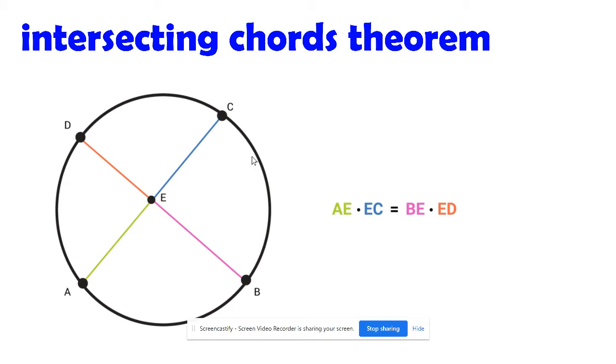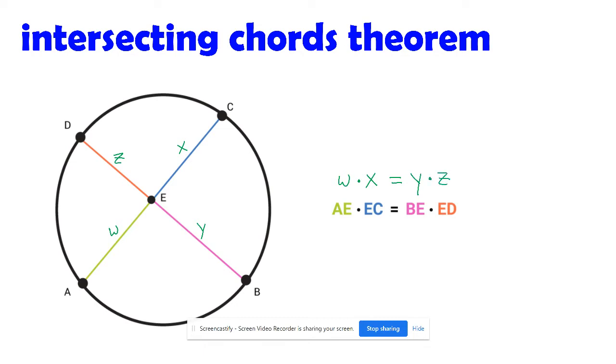And what I want to do to make clear what this little formula is talking about is label my line segments. This little part from A to E, I'm going to call W. The little part from E to C, I will call X. B to E, the pink part, we'll call Y. And then the red part from E to D, we'll call Z. So we have four parts, W, X, Y, and Z. And what this formula here is telling us is that W times X is equal to Y times Z.